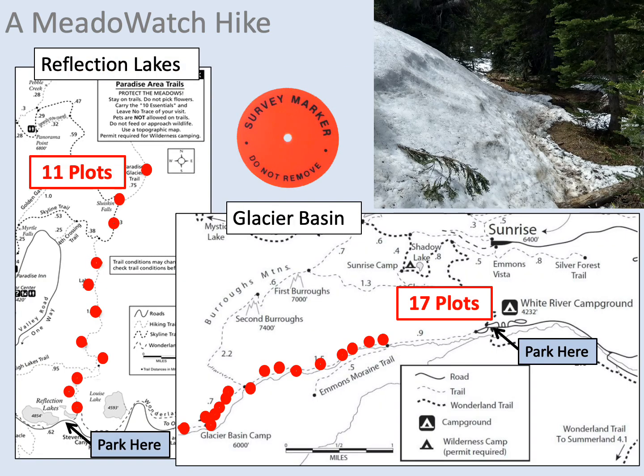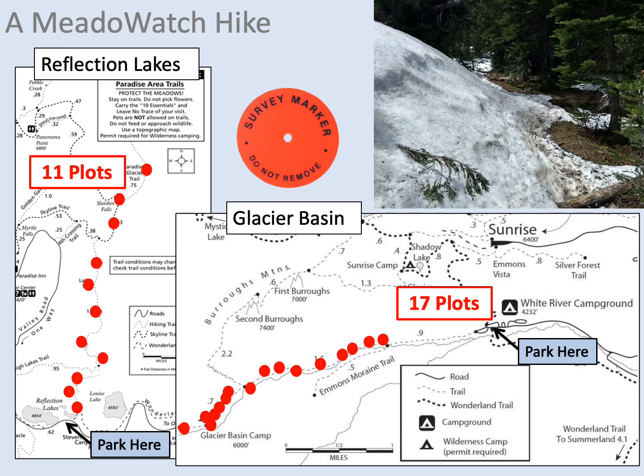These maps, which are found in the volunteer handbook, show the locations of the plots along each trail. There are 11 plots along the Reflection Lakes hike, which actually starts on what is called the Lakes Trail, connects to the Skyline Trail, and finishes on the Paradise Glacier Trail. The Glacier Basin hike goes straight up along the Glacier Basin Trail and has 17 plot locations.